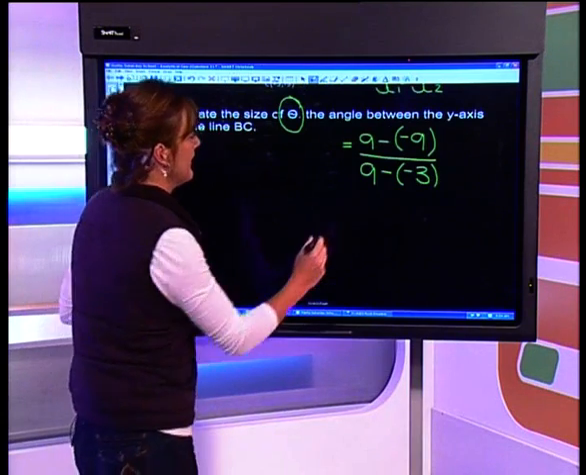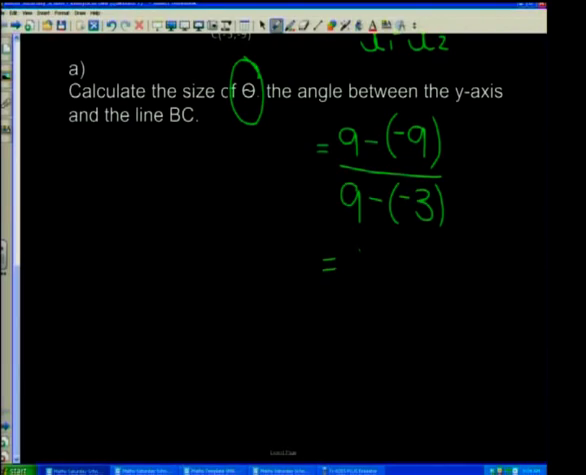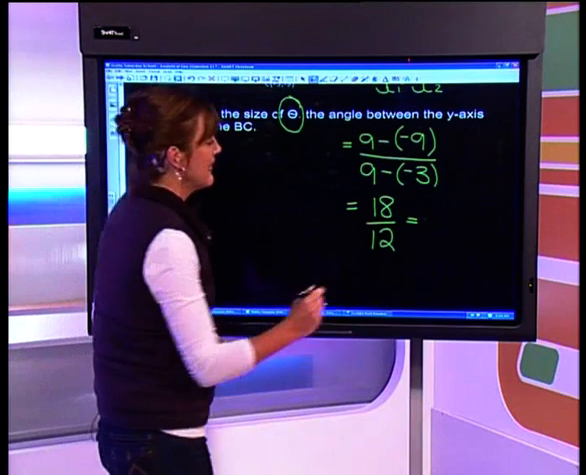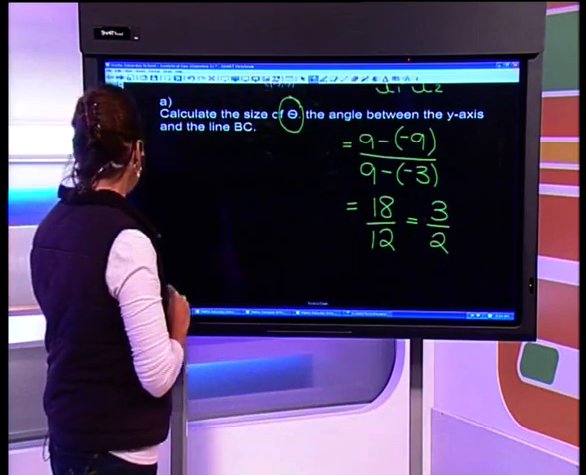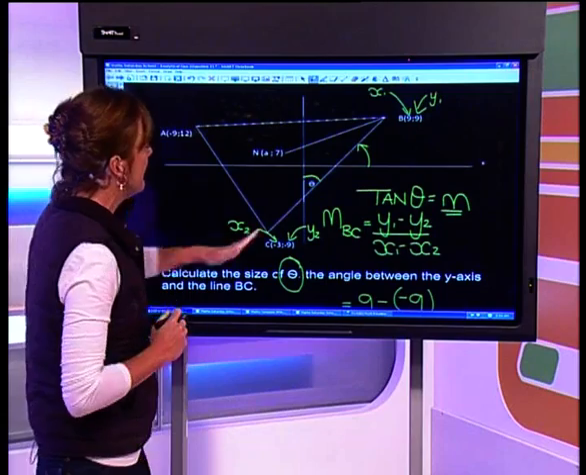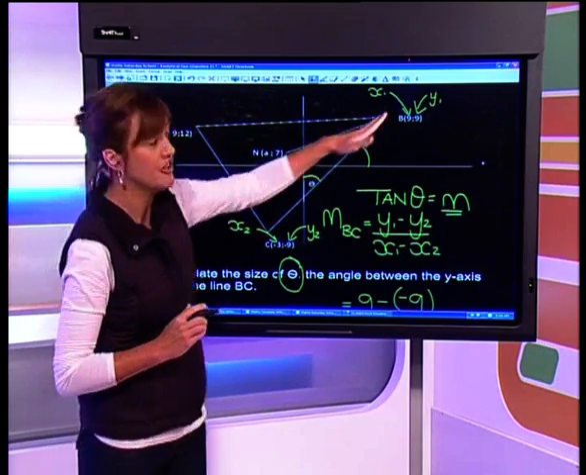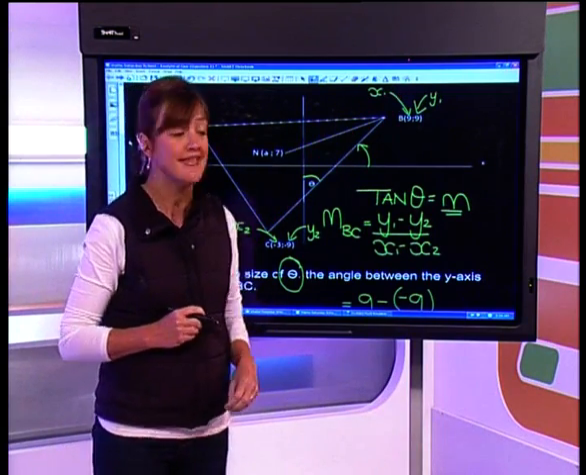What we've got then is 9 plus 9, which gives us 18, and 9 plus 3, which gives us 12. If we simplify that, both are divisible by 6. That gives us 3 over 2. It's a positive gradient. Remember, grade 12s, if our line is going in this direction over here, that is a positive gradient.